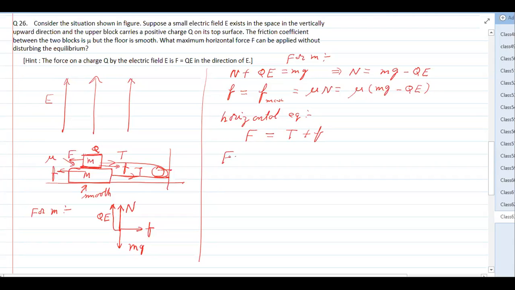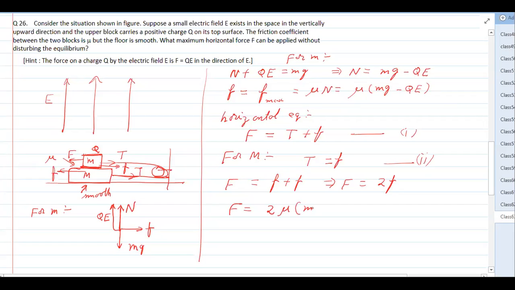Now similarly we will write for capital M. For capital M, it will have tension and then backward direction friction, so tension equals friction. Now from equations 1 and 2, capital F equals small f plus f, so capital F is 2 small f. And what is small f? Small f is mu times (mg minus QE). So this is the value of the applied force. This is the minimum force which we need to apply in this case. Okay, so in this way we can solve.